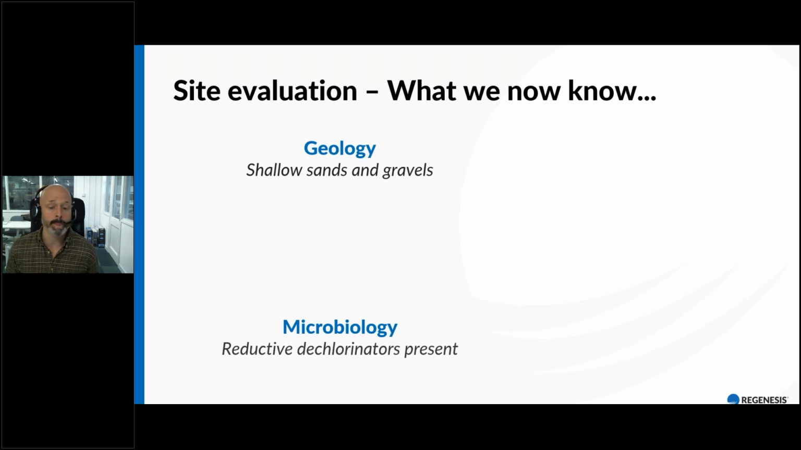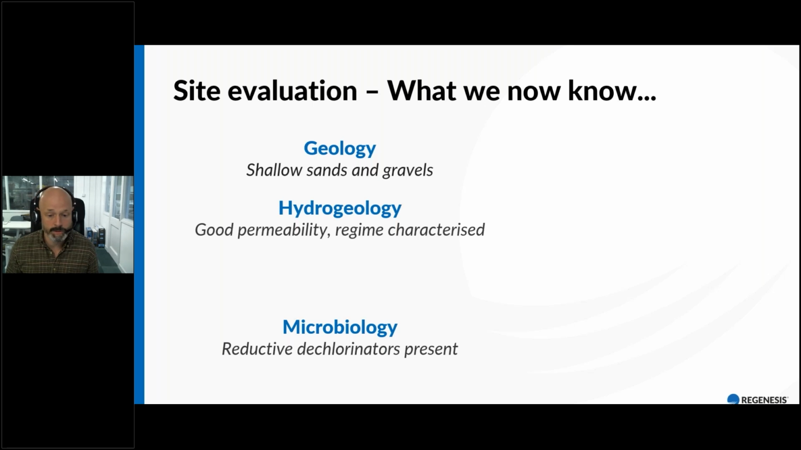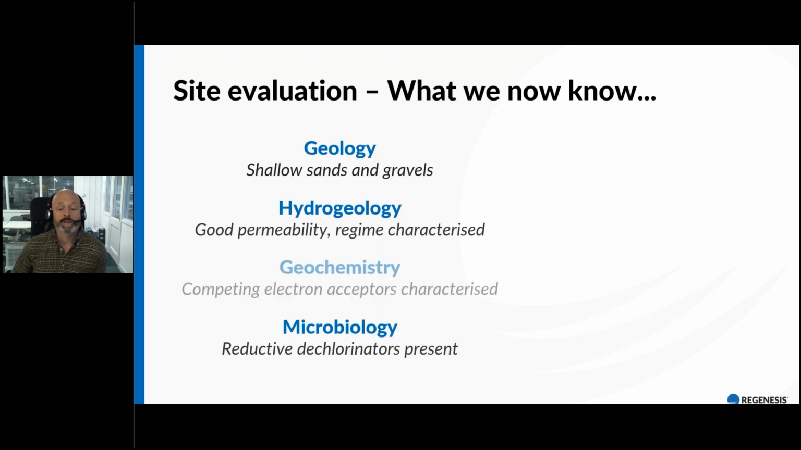So geology, it's a shallow sand and gravel aquifer. That's going to give me good permeability, so high volume applications are going to be okay here. Hydrogeology, again, that good permeability, so I can expect good in situ distribution of reagents, and the flow regime is well characterized, so I know where to position barriers to protect against any off-site migration. Geochemistry, again, competing electron acceptors, I've looked at dissolved oxygen, sulfate, nitrate, and nothing looks too concerning here for an enhanced biological remediation approach.